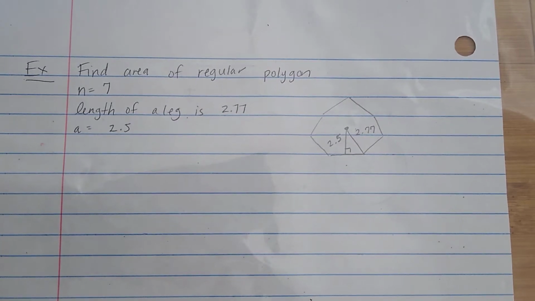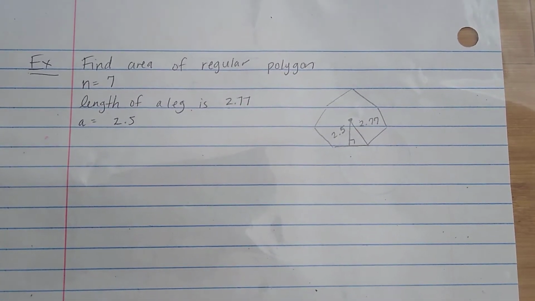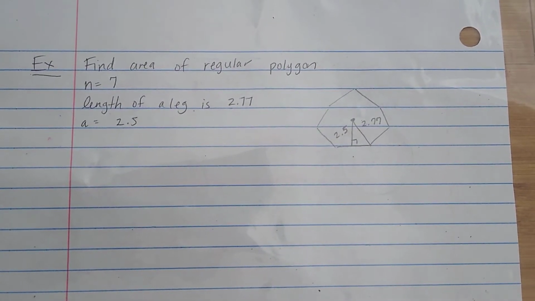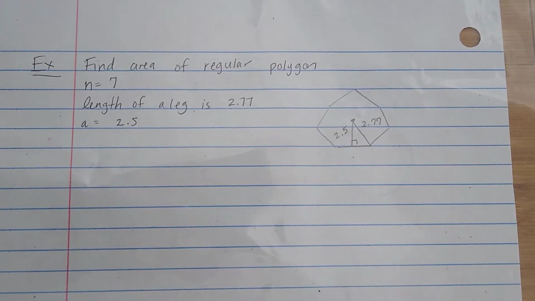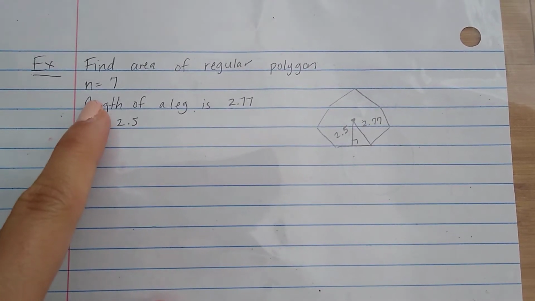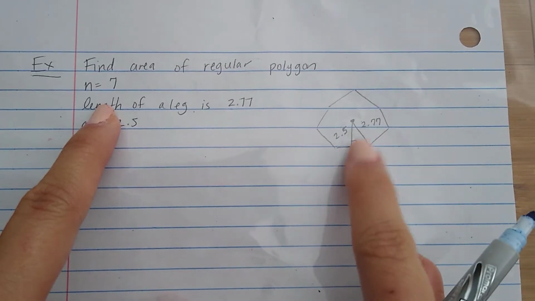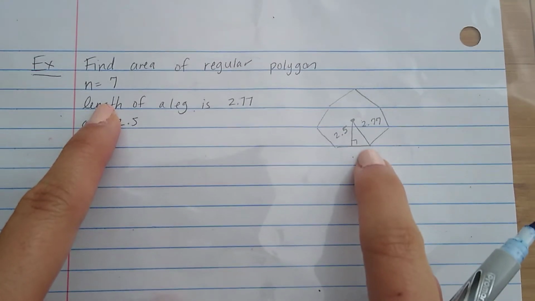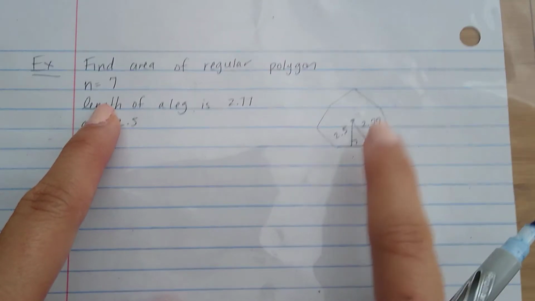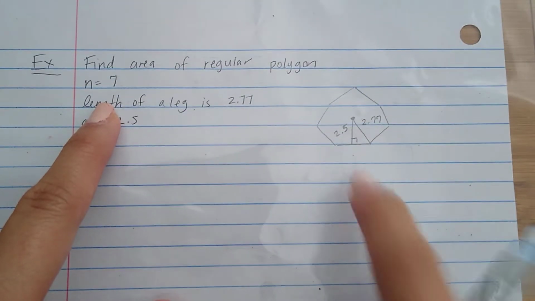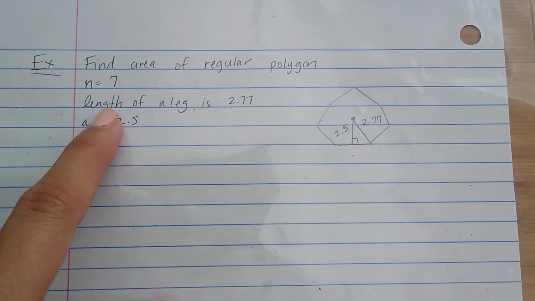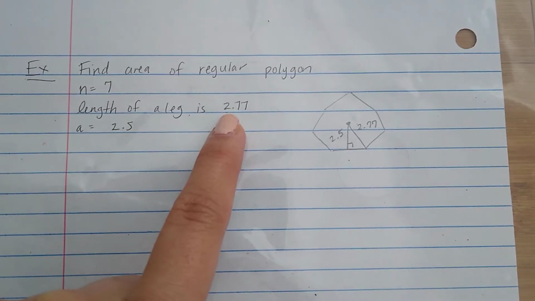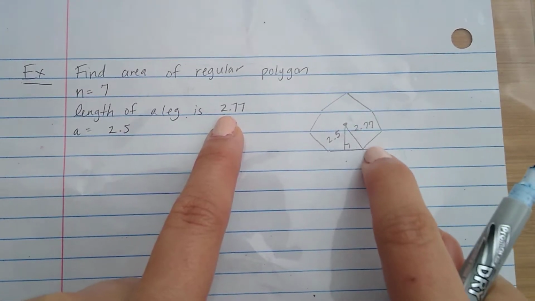Okay, so we are on another example before we actually move on to the activity that I was going to have you guys do. So this is another example. It says find the area of each regular polygon. The number of sides is 7, so we know it's a heptagon. The length of a leg is 2.77, so that's the leg right here.